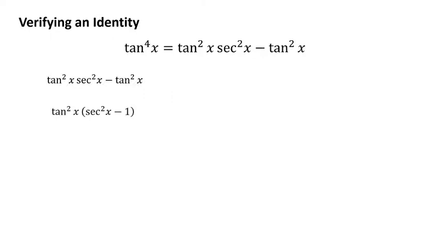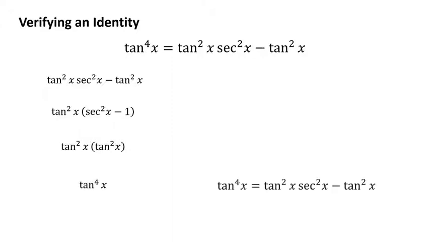And yeah, let's factor out that tangent squared x. So we're just left with secant squared x minus 1. Boy, that looks familiar. That's our friend tangent squared x as well. And tangent squared x times tangent squared x is tangent to the fourth x. So that identity is proven.